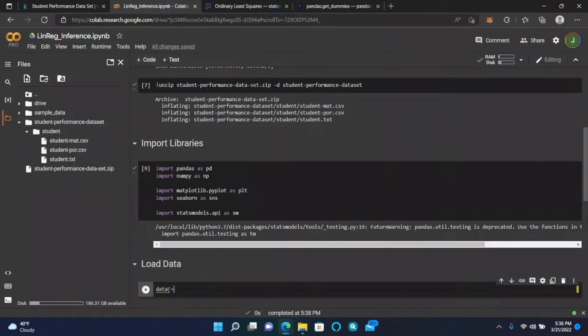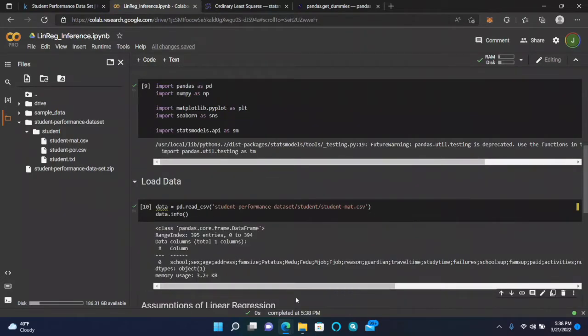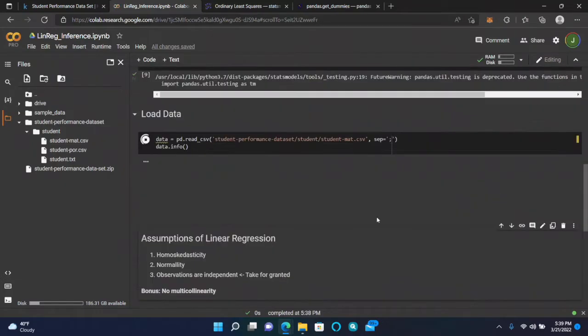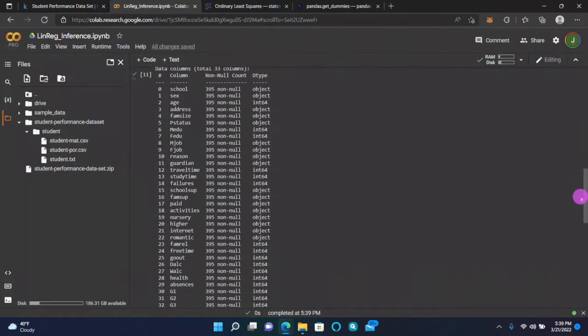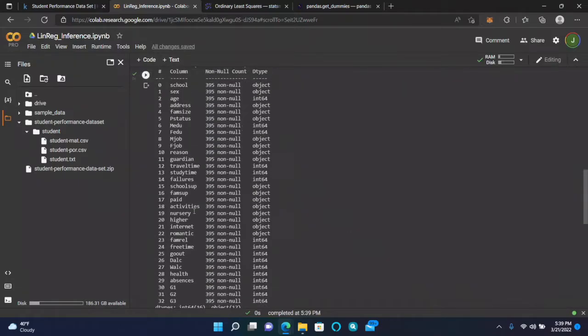We're just going to call it data, and we're going to use pd.read_csv. It is in the student performance dataset, student-math.csv. And let's see what that looks like. Oh yeah, I forgot. The separator isn't a comma. It is a semicolon. You see how there's a semicolon separating everything? So you need this additional sep equals semicolon. And there it is. So you can see we've got 395 observations and all of those variables that we talked about.